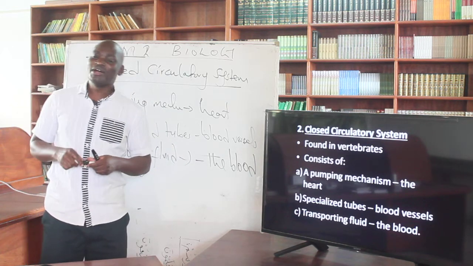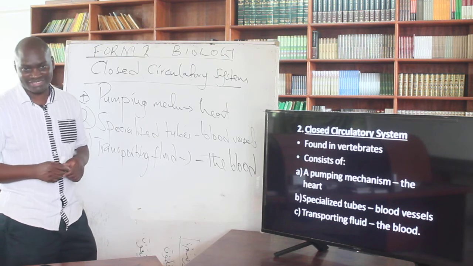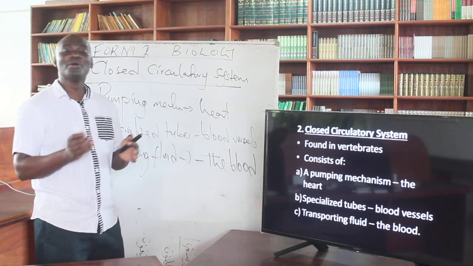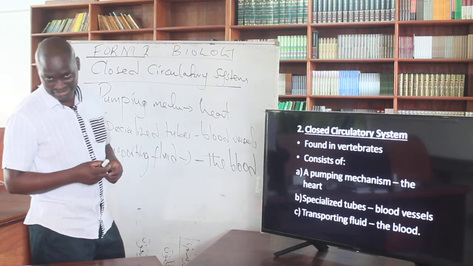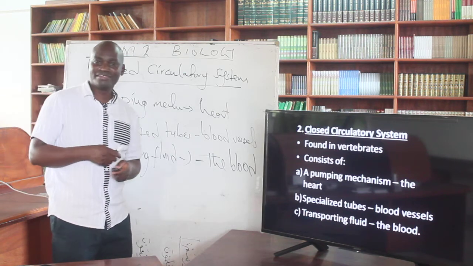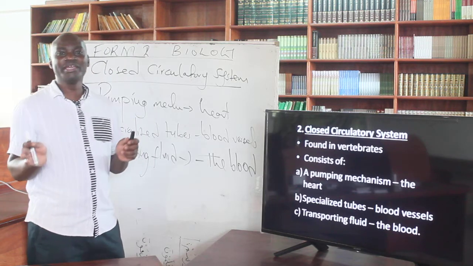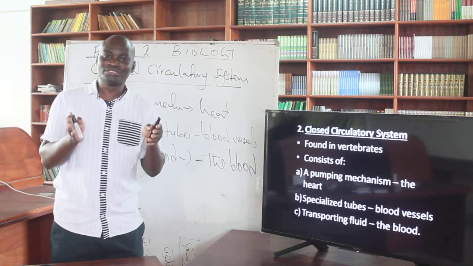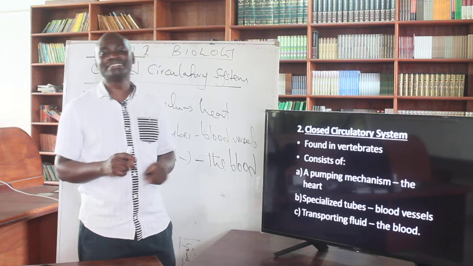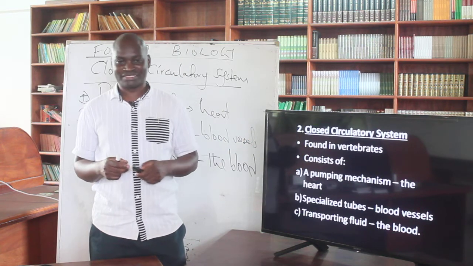So, I want you to note that the hemolymph which is found in insects does not contain the red blood cells. That's why the hemolymph is colorless. But the blood contains the red blood cells. Now, let us move ahead after knowing the components of a closed circulatory system and where it is found. We have said it is found in the vertebrates.